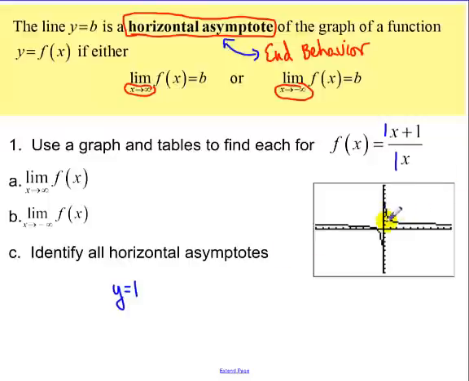What does it look like our values are going to as I get more and more towards positive infinity? It looks like I'm going to 1. As I go to negative infinity, it looks like I'm getting closer and closer also to 1. So since these are both the same value, I do have a horizontal asymptote at 1.